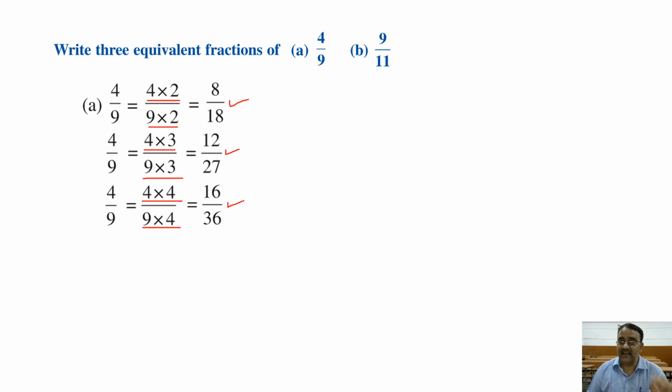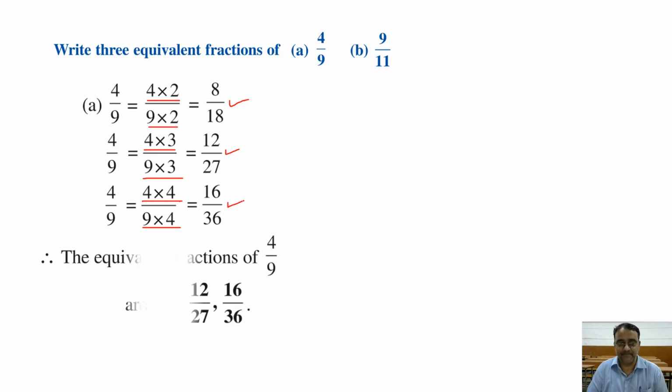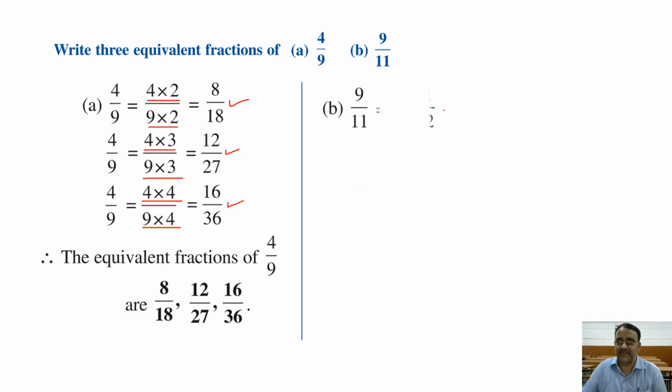16 by 36. The answer is not fixed. You can write any 3 equivalent fractions. It is not necessary that you write these answers only. Right? So next one, 9 by 11. Here also we will multiply by 2 first. So what will you get? 18 by 22. Very good, 18 by 22.